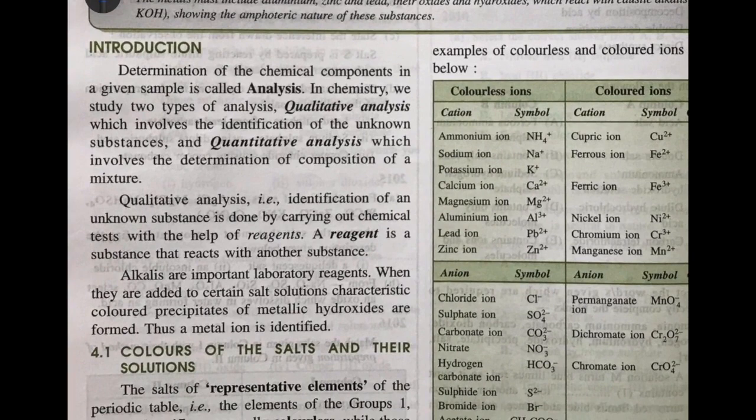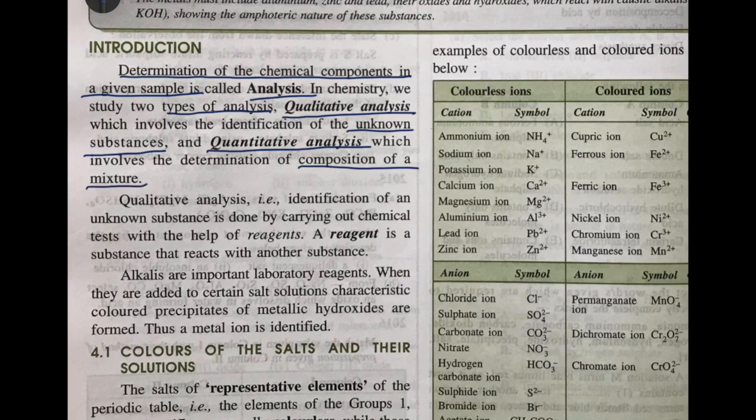Okay, now when we talk about analysis, we are talking about the determination of the chemical components in a given sample. Okay, a sample is given to you, so by various tests you have to tell us what that compound is. Okay, that is, you have to find out what is the metal ion there and what is the non-metal ion there, or what is the positive radical and what is the negative radical. So there are two types of analysis in chemistry. One is qualitative analysis, where you have to find out the unknown substances, and another one is quantitative analysis, where you have to determine the composition of a mixture, that is, what it is made up of.